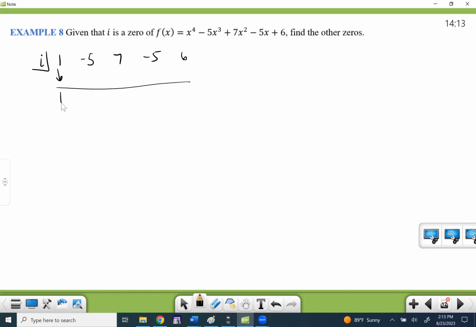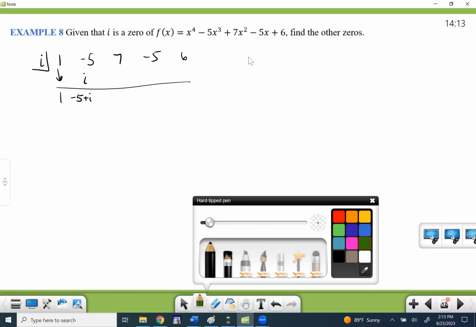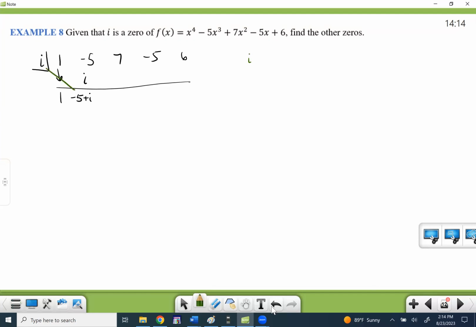All right, so i times 1 is i. We cannot combine those because they're not like terms, so I'm just going to write negative 5 plus i. Now we're going to multiply i times this negative 5 plus i, right? So that's going to get us negative 5i plus i squared. But remember, i squared is negative 1, so it's going to get us that. Let me just make sure I'm writing down everything correctly. Looks good.